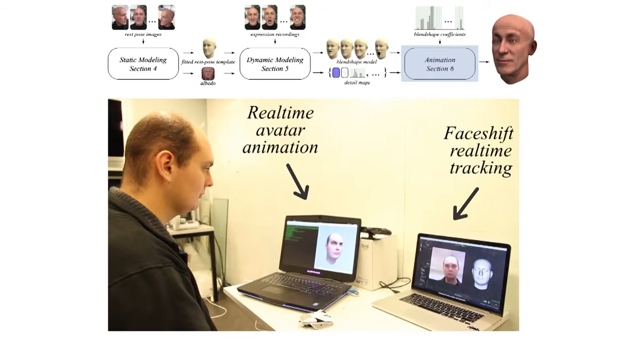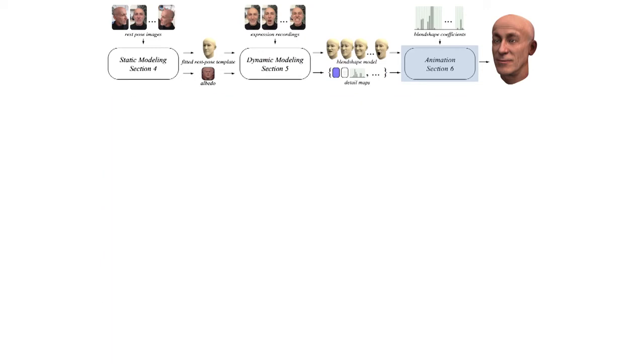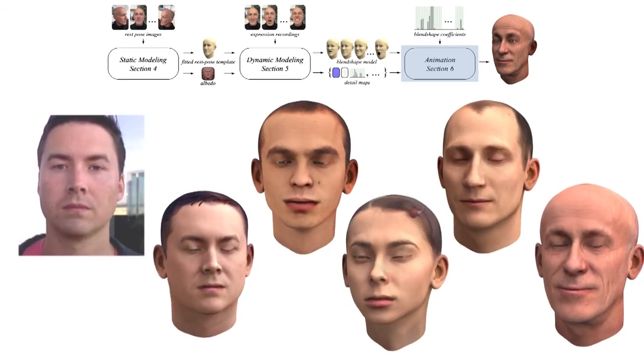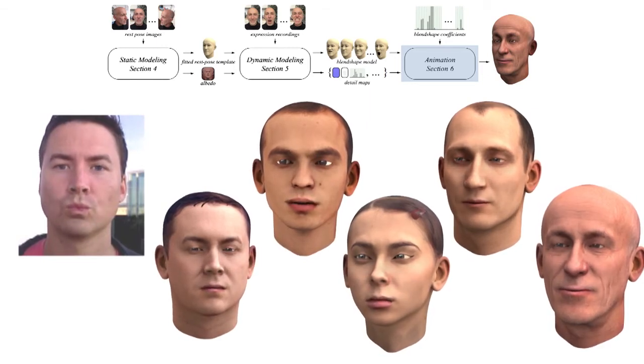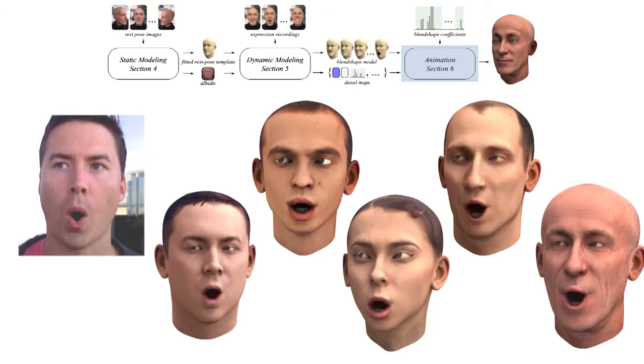In our first example, a user drives his own character using the live markerless tracking software FaceShift on the laptop on the right. The tracking parameters are transferred over the network, and the computer on the left renders the expressive avatar at the same frame rate. Next, we show multiple examples of avatars being animated by the same actor or by different actors. Please notice how the expressions and wrinkles differ from one avatar to another.